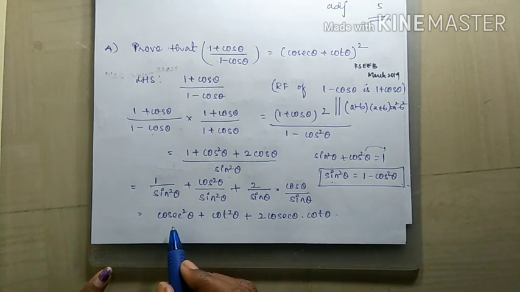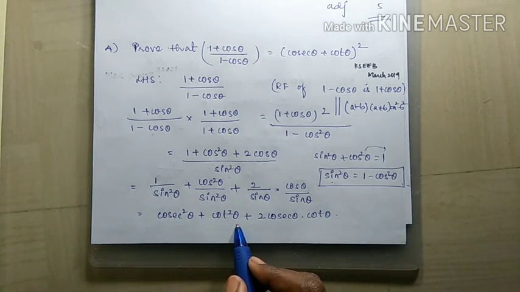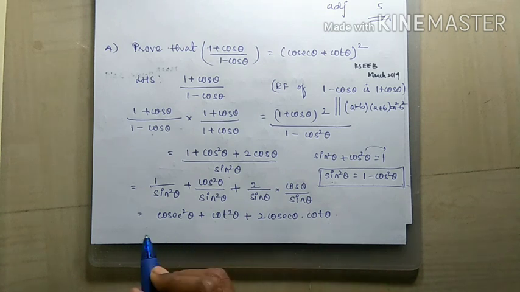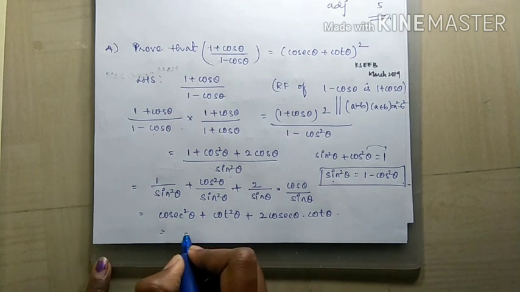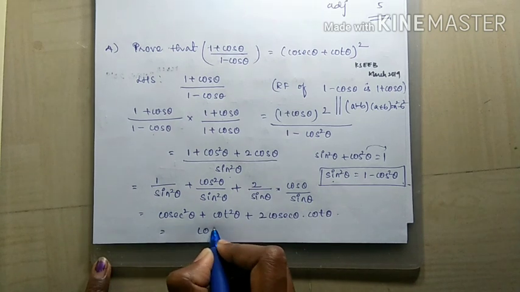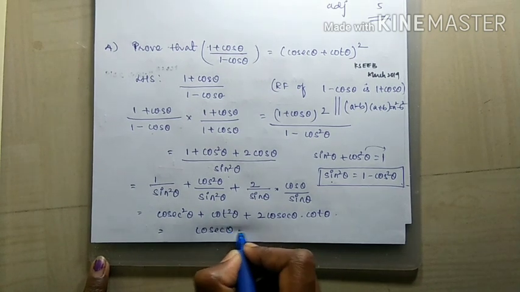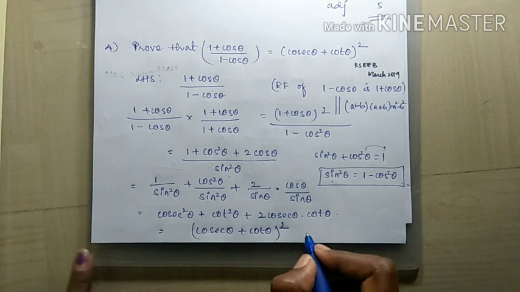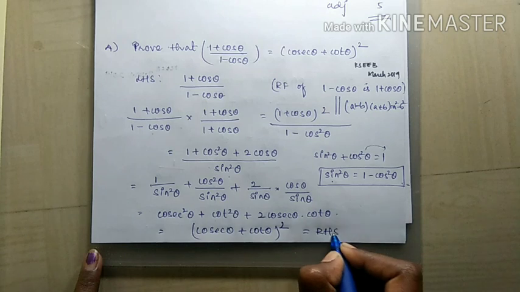So therefore cosecant square theta plus cot square theta plus 2 cosecant theta into cot theta is nothing but (a plus b) whole square, that is cosecant theta plus cot theta whole square. So this equals RHS.